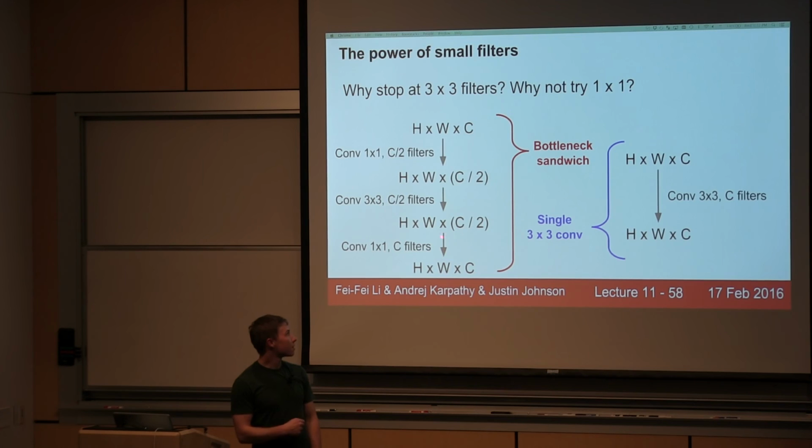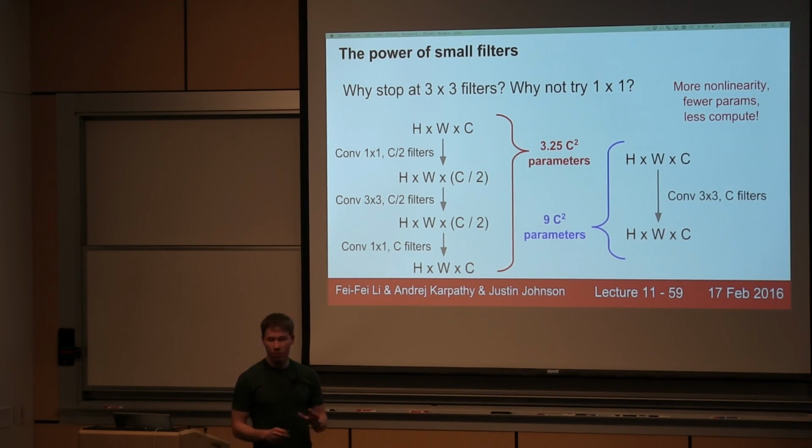We can compare this bottleneck sandwich to a single 3x3 convolution with C filters and run through the same logic. I won't force you to compute this in your heads, but you'll have to trust me that this bottleneck stack has 3¼ C squared parameters, whereas this one over here has 9 C squared parameters. And again, if we're sticking ReLUs in between each of these convolutions, then this bottleneck sandwich gives us more nonlinearity for a fewer number of parameters.